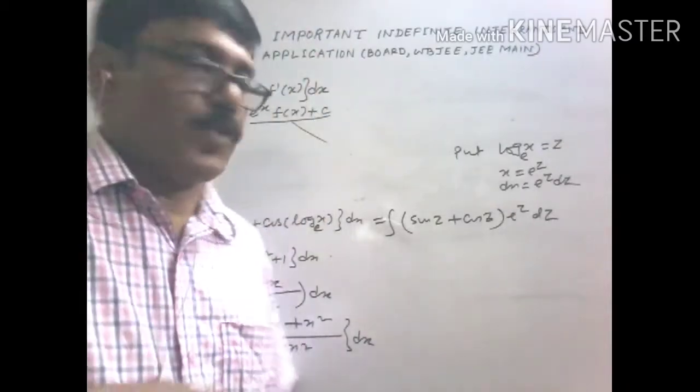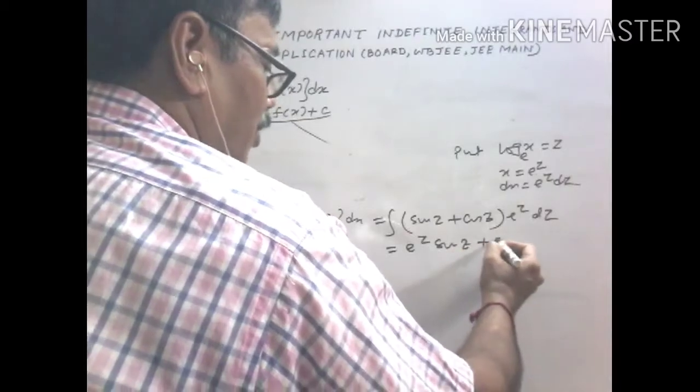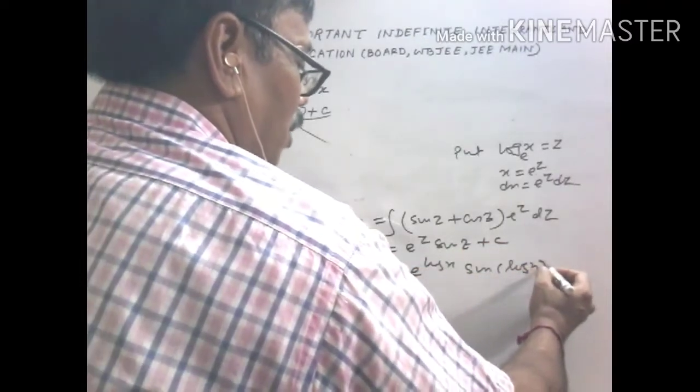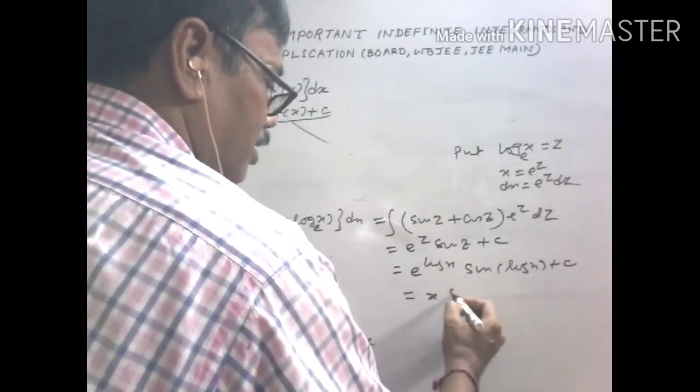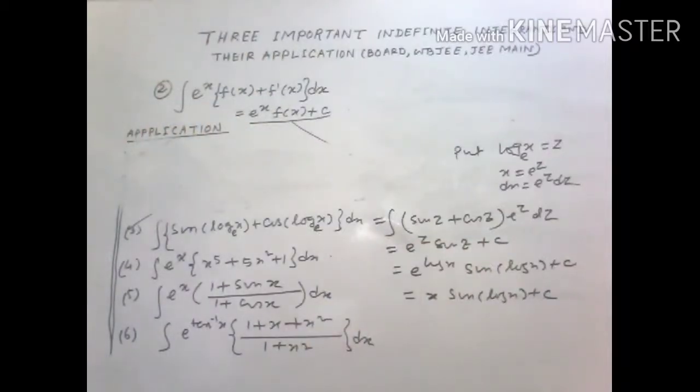Now this is of standard form. So derivative of sin x. So e to the power z sin z plus c. What is z? e to the power log x, sin log x, plus c. And e to the power log x is x. So x sin log x plus c.